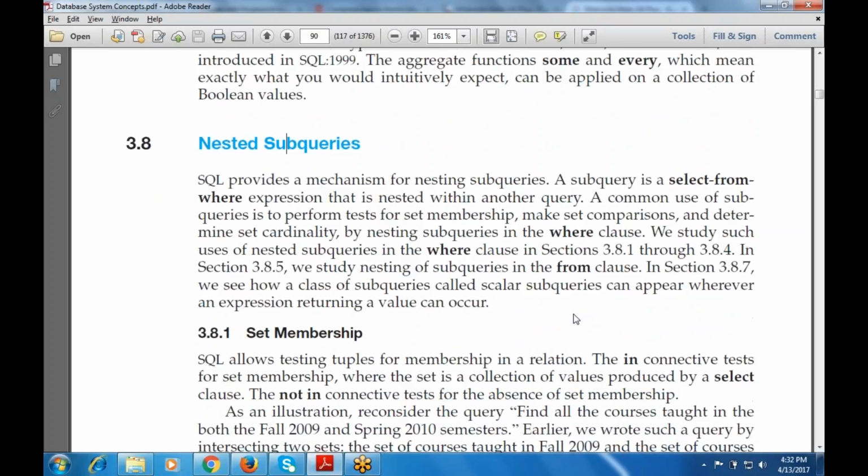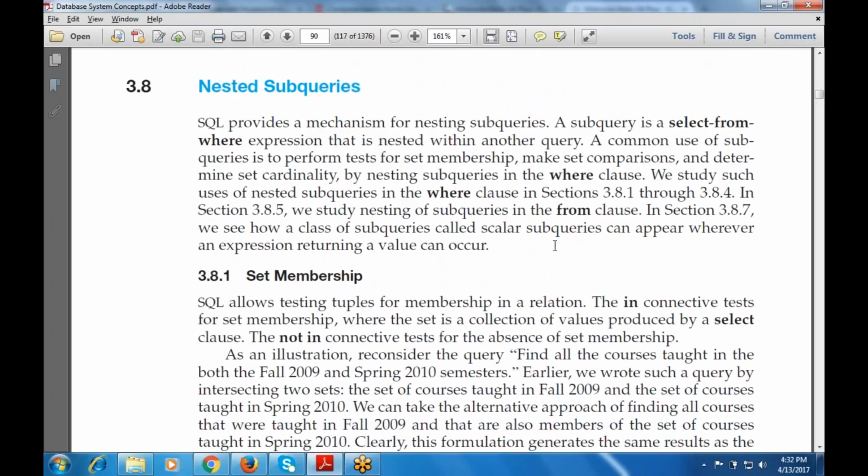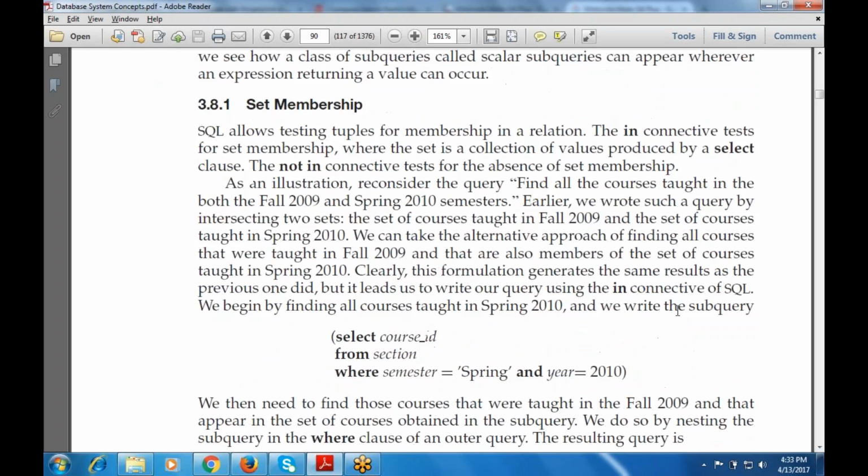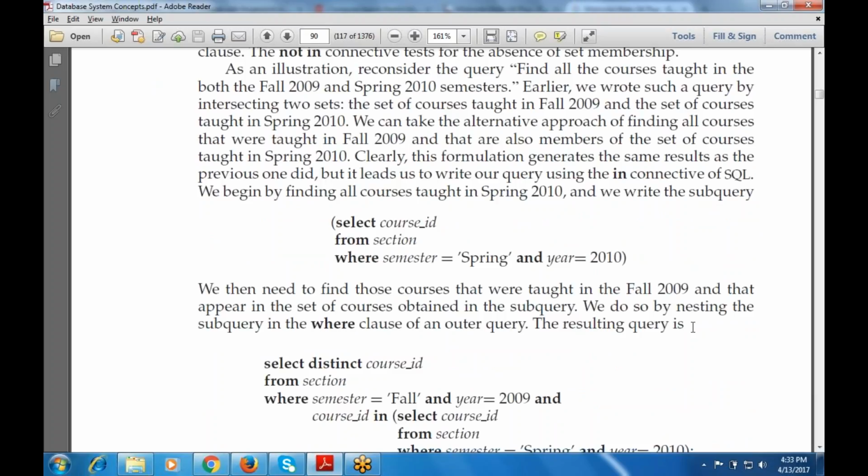The next one is set membership. SQL allows testing tuples for membership in a relation. The in connective tests for set membership, where the set is a collection of values produced by a select clause. Select course ID from section where semester equals spring and year equals 2010. We then need to find those courses that were taught in fall 2009 and that also appear in the set of courses obtained in the subquery. We do so by nesting the subquery in the where clause of the outer query.